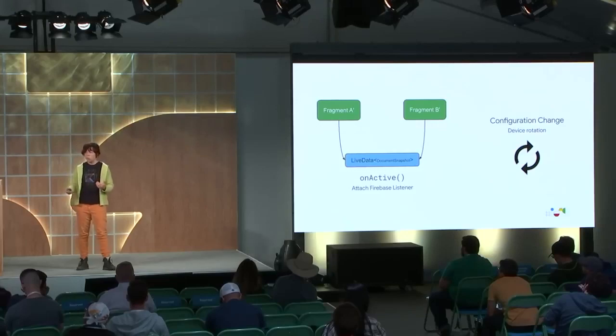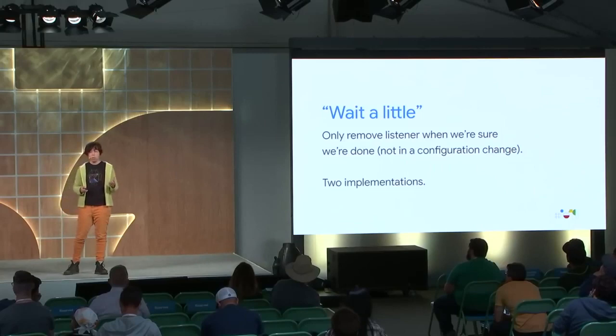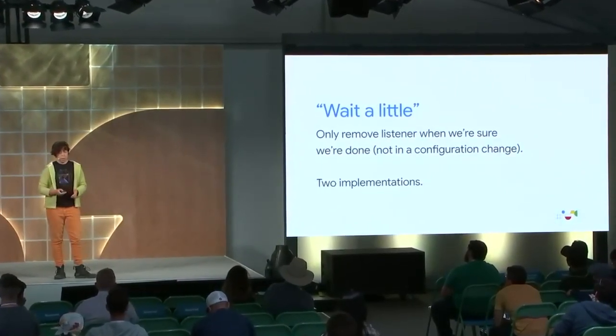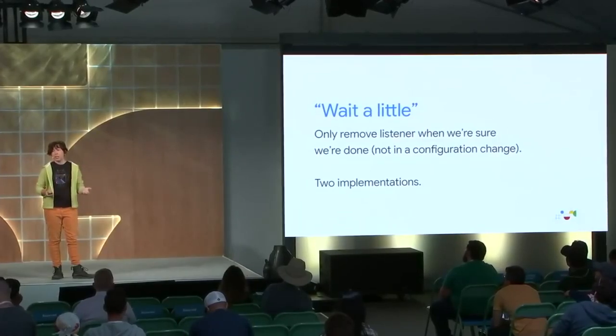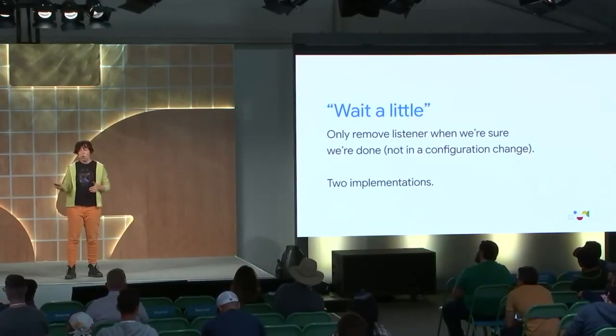So I've now created this situation that whenever I rotate a phone, I'm immediately detaching and then attaching a listener. And if I set up a bunch of LiveData in this way, or if I sit there rotating my device, this is going to be a big performance pain, and I'm going to be making a lot of extra network calls. So what I really want is the ability to wait a little bit and to only remove the listener when we're sure that we're actually done. This will help us differentiate between whether we went inactive because the fragments and UI components actually went away forever, or whether we're in a configuration change state.